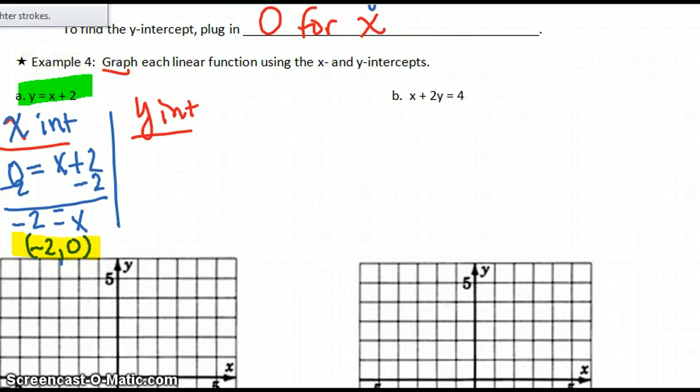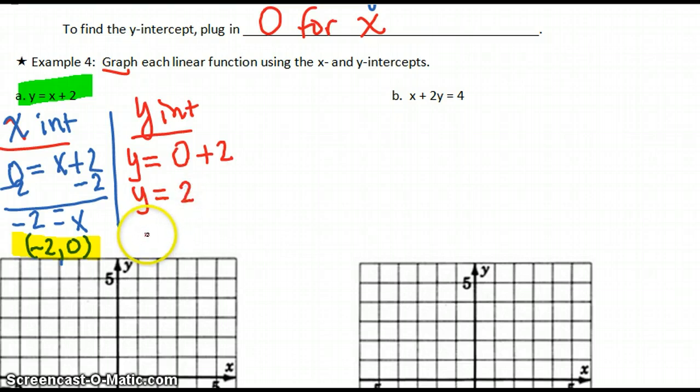We need 2 of them. So let's go find the y-intercept. To find the y-intercept, we plug in 0, not for y, but for x. Again, I'm using the green y equals x plus 2. In place of x, I plug in 0. So guess what y equals? 2. So what does that ordered pair look like? X is 0, then y becomes 2. There is your second point.